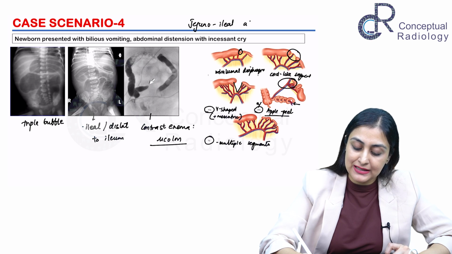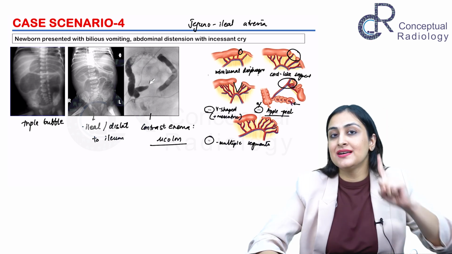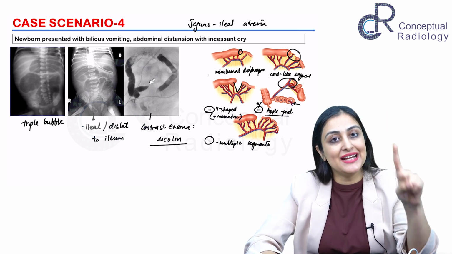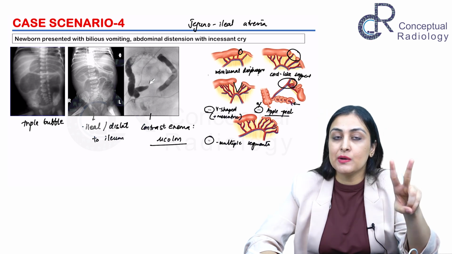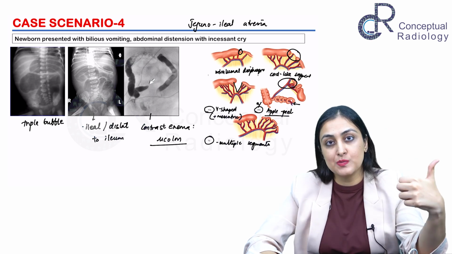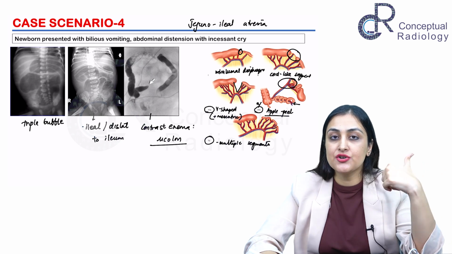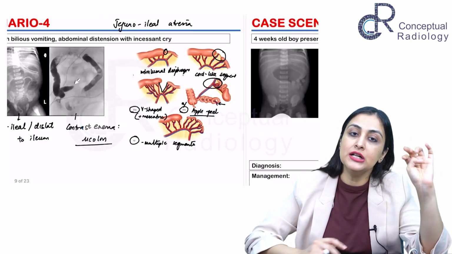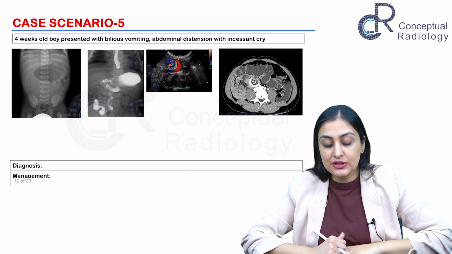So quick recap, so far what all have we discussed? Case scenario number 1, we talked about NEC, right? Case scenario number 2, stomach level CHPS. Then we talked about duodenal atresia, and now we are on to jejuno-ileal atresia. Let's talk about the next scenario.